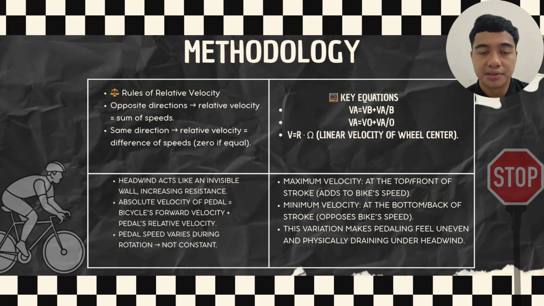At the bottom of the stroke, the pedal's motion opposes the bicycle's direction, resulting in a minimum absolute velocity and reduced resistance. This continuous variation in the velocity explains why a headwind not only slows the cyclist down, but also makes pedaling uneven and physically demanding.